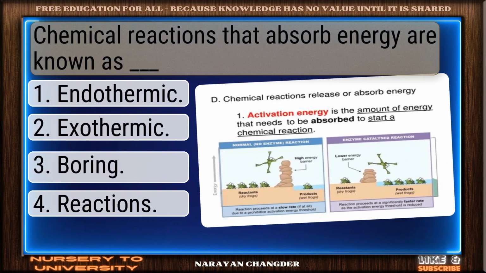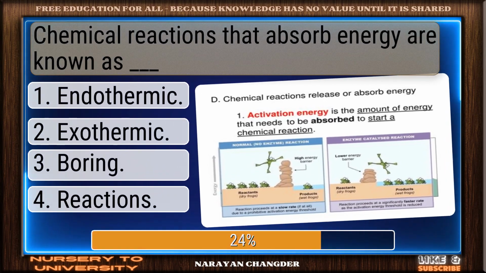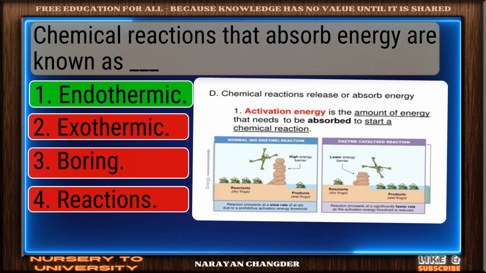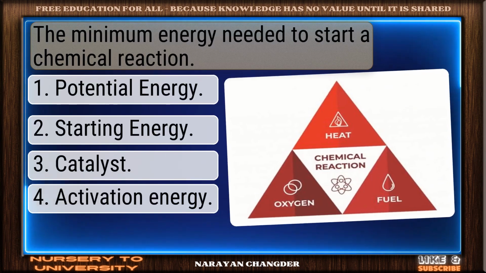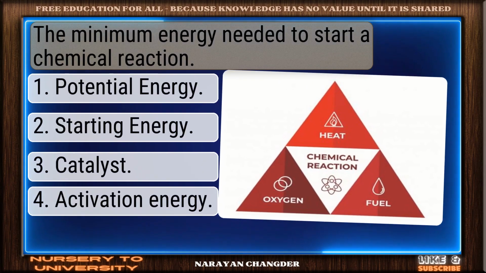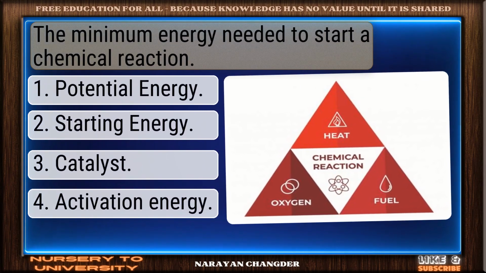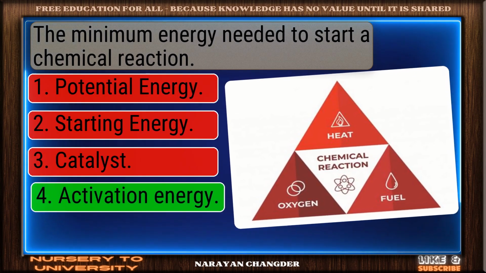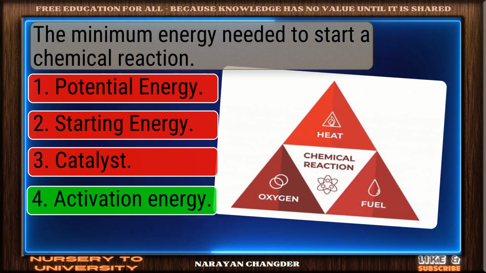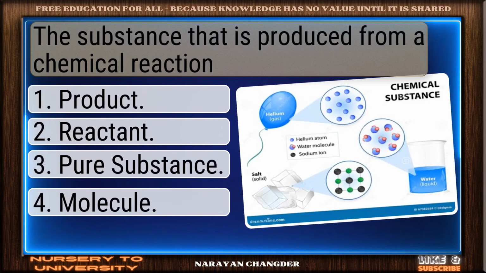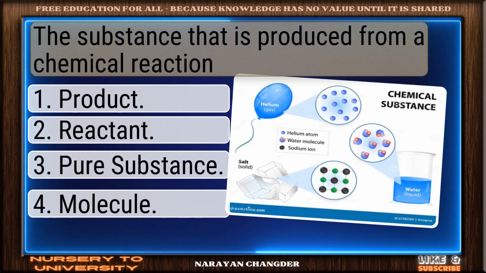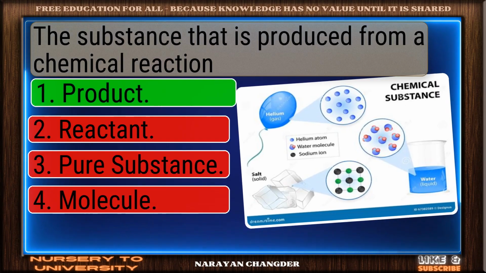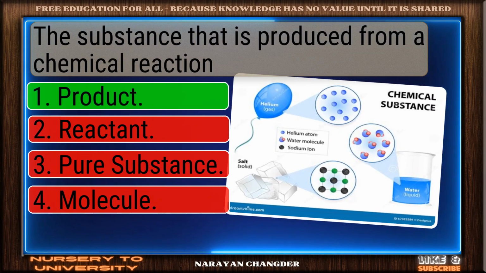Chemical reactions that absorb energy are known as dash. Sharp thinking. Endothermic is the right choice. The minimum energy needed to start a chemical reaction. You're right. Activation energy is the correct answer. The substance that is produced from a chemical reaction. Strong choice. Product is the right answer.